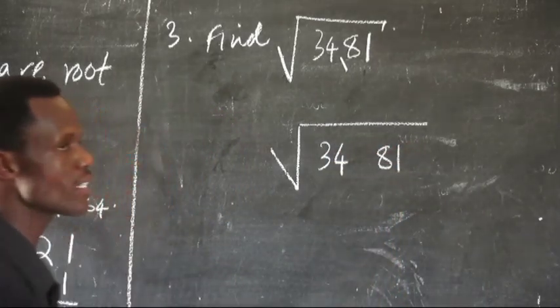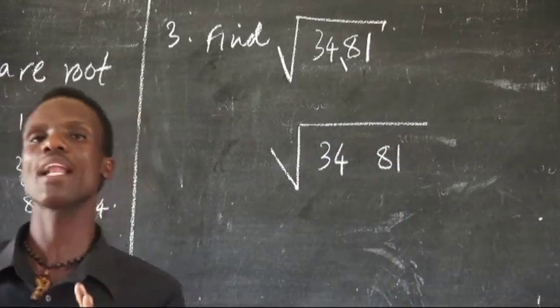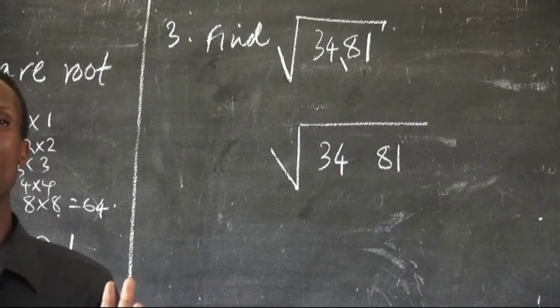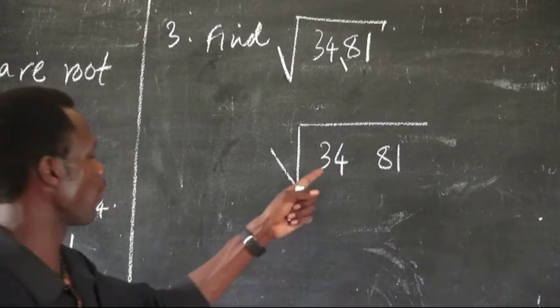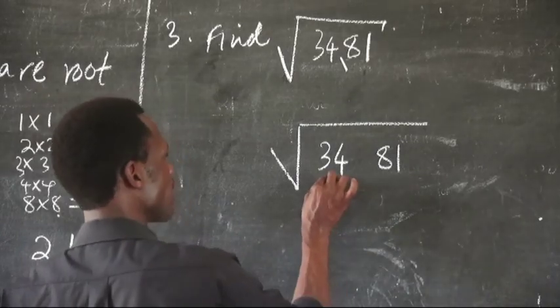So if that had been the case, you have to start with the first group from the left-hand side of the number. The first group of numbers from the left-hand side of the number is 34. Now you think of the number, this is 34.